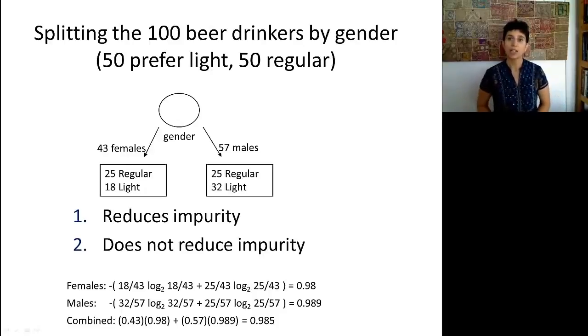But is this actually a useful reduction? That's, of course, a question that we're going to have to ask in terms of prediction. Is our predictive ability going to be better when we introduce this split compared to not introducing it? However, we'd still use this 0.985 in order to compare this split to other possible splits and choose the one that seems the most promising.